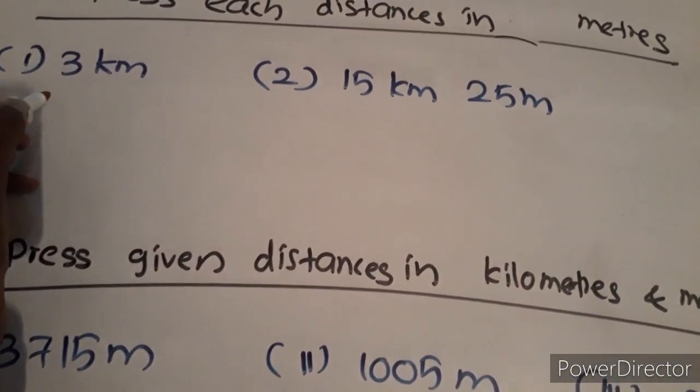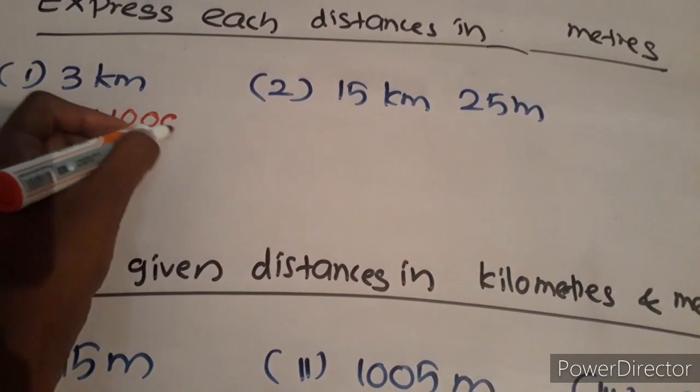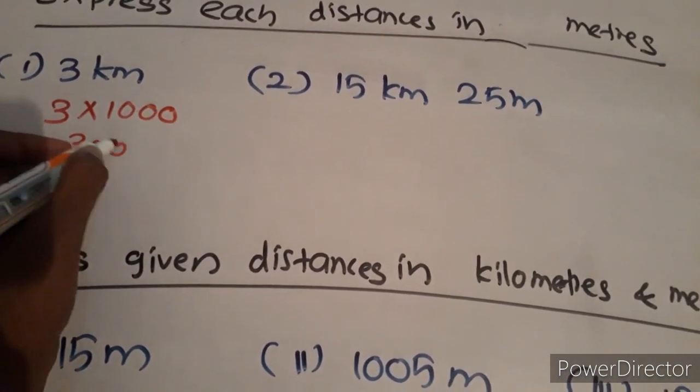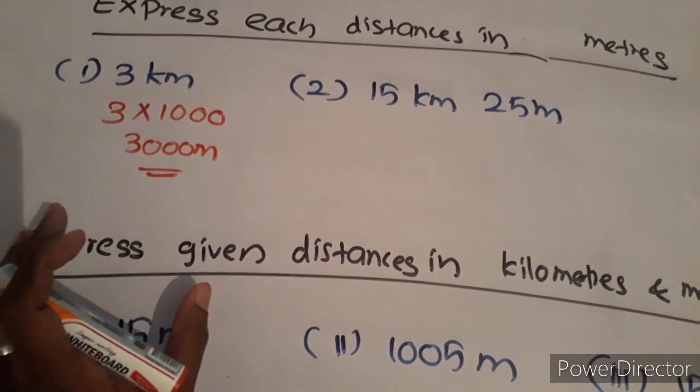So 3 multiplied by 1000, it becomes 3000 meters. Very easy. You have to remember it. Okay.